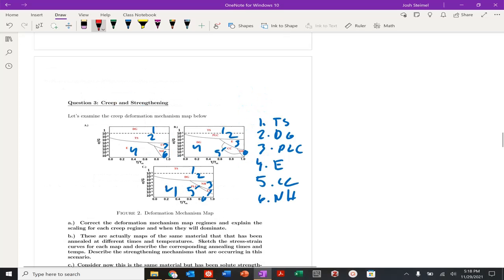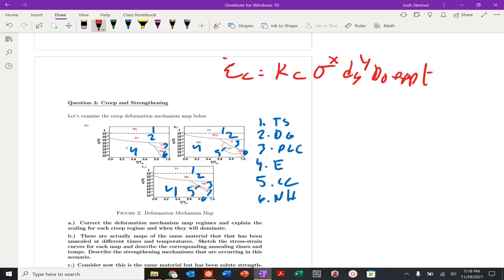And so if we want to look at the scaling, we know that in general, our strain rate for creep is going to be some constant of our creep times basically stress to the x power, times grain size d to the y power, and then we have D naught exponential minus Q times z all over kT.